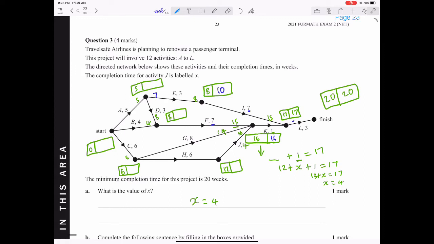gives us 9. 16 minus 8 gives us 8. 16 minus 4 gives us 12. 12 minus 6 gives us 6. The smallest number goes in the box when we're calculating the latest start time. So 6 goes in the box. 6 minus 6 is 0. 0 is there.